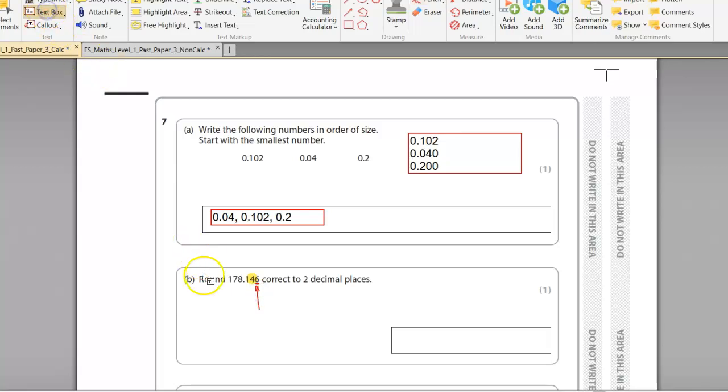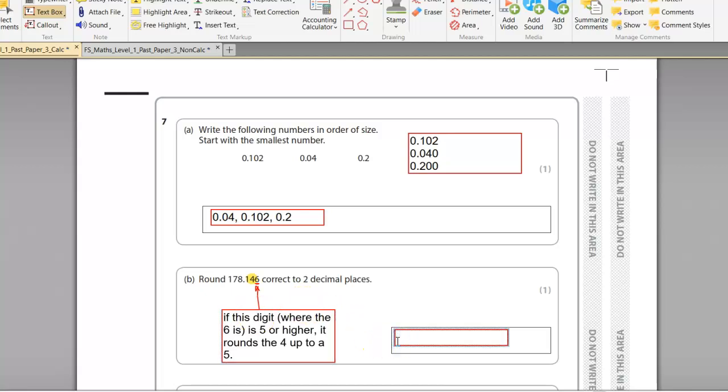So the rule is, if this digit, the 6, is 5 or higher, it rounds the 4 up to a 5. So of course the number 6 is 5 or higher. So the 4 is indeed going to round up to a 5. So the answer here is going to be 178.15.